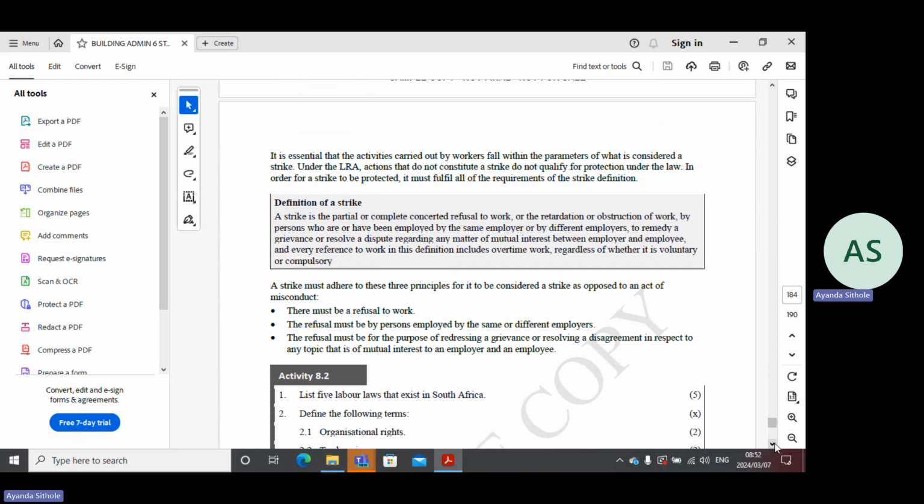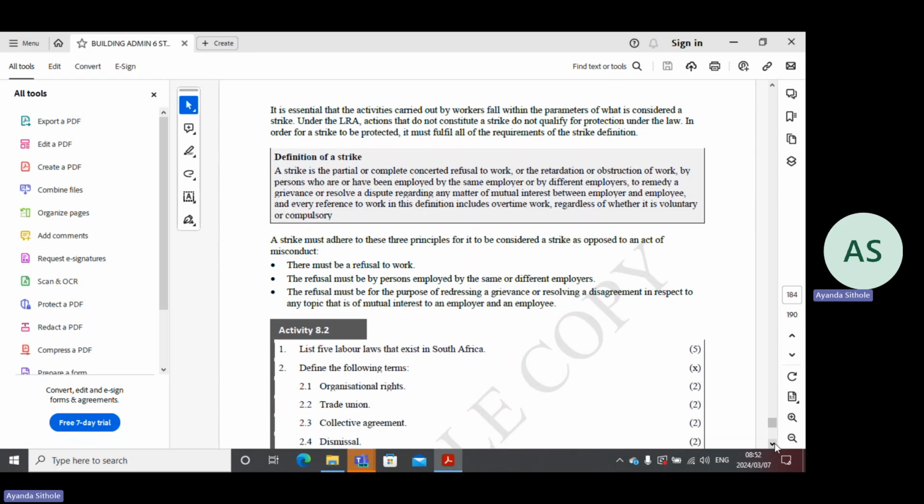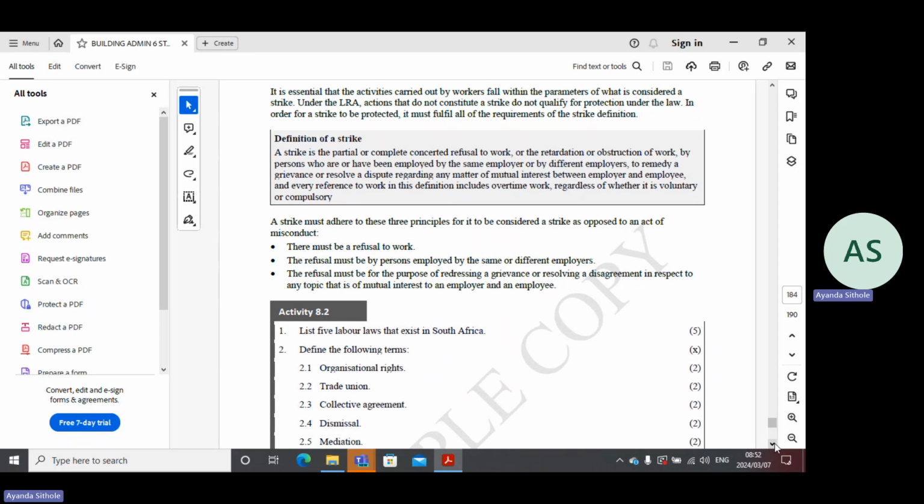A strike must adhere to these three principles for it to be considered a strike as opposed to an act of misconduct. So we have these three principles: there must be a refusal of work. The refusal must be by persons employed by the same or different employers. The refusal must be for the purpose of redressing a grievance or resolving a dispute in respect of any topic that is of mutual interest to employer and employee.